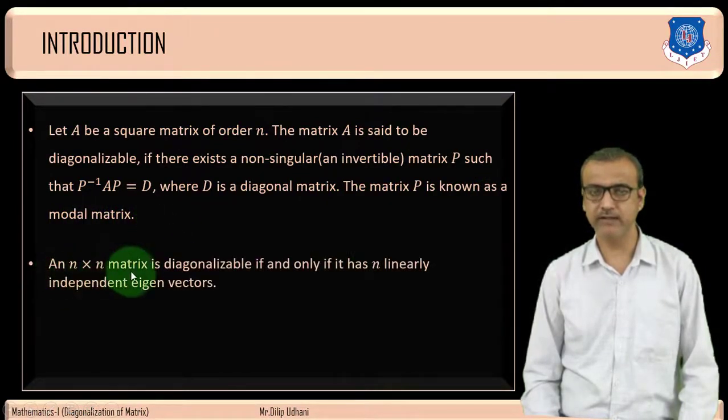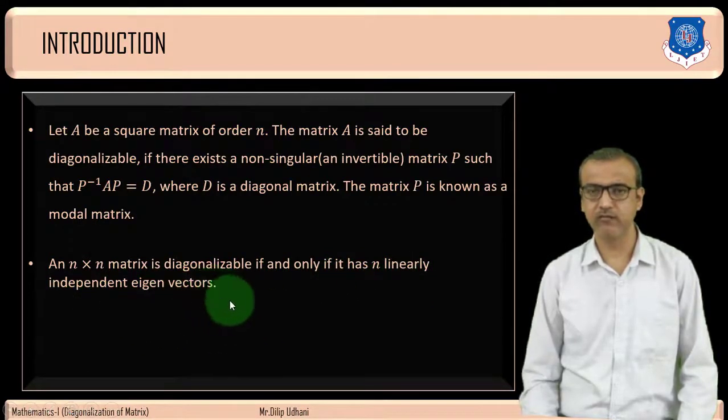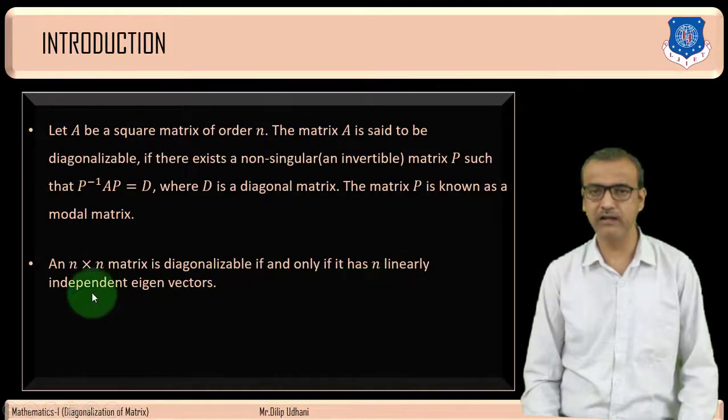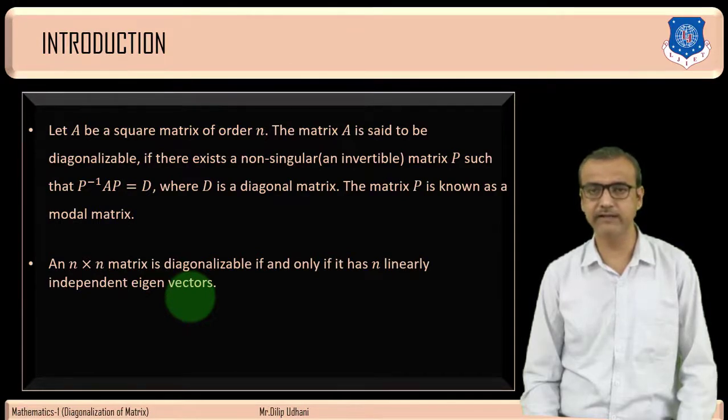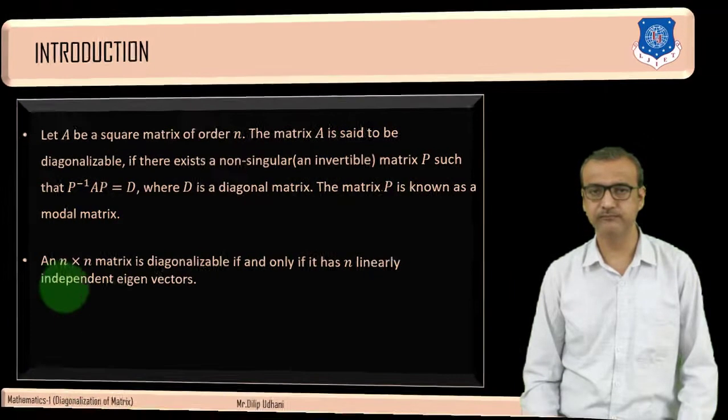and an n cross n matrix is diagonalizable if and only if it has n linearly independent eigenvectors. Now, what is the meaning of n linearly independent eigenvectors? If we cannot write any vector as a linear combination of the other vectors, then we can say that the given vectors are linearly independent eigenvectors. So this is the condition for a square matrix to be diagonalizable.